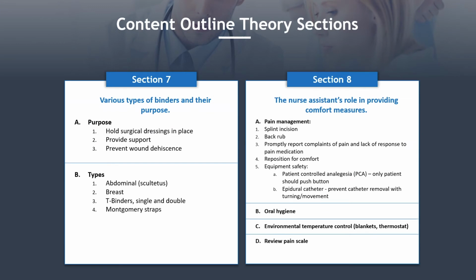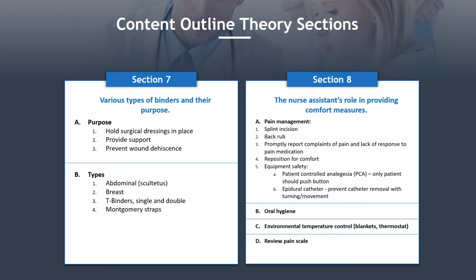Section 7. Various types of binders and their purpose. A. Purpose: to hold surgical dressings in place, to provide support, and to prevent wound dehiscence. B. Types: abdominal, scultetus, breast, T-binders, single and double, Montgomery straps.